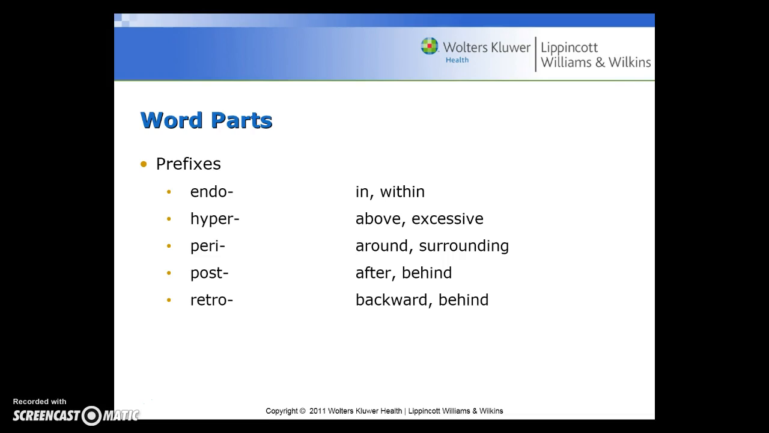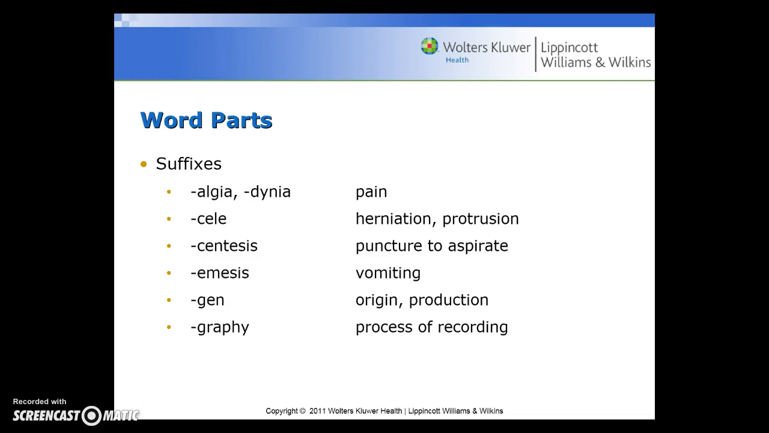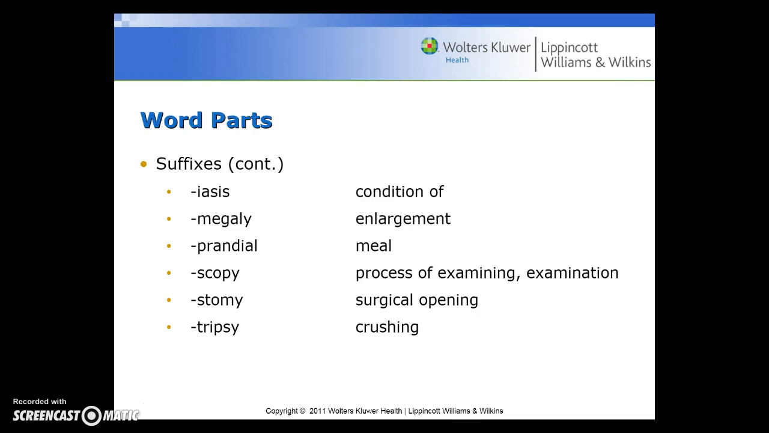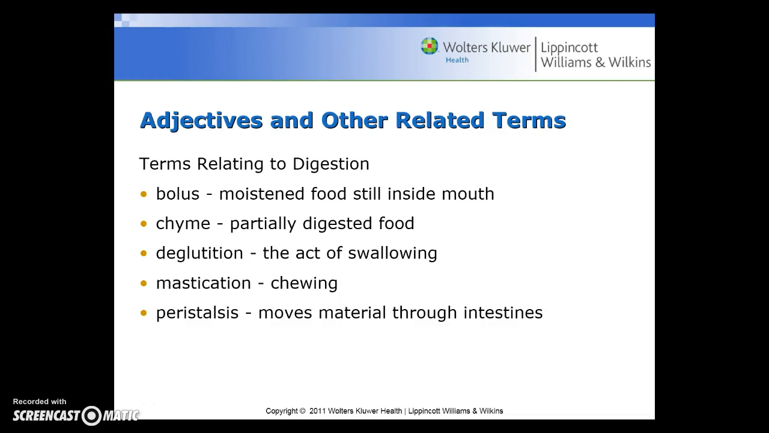Some prefixes here: endo, in, within; hyper, above, excessive; peri for around and surrounding; post, after, behind; and retro, backward, behind. Some suffixes: algia or dynia for pain, cele for herniation or protrusion, centesis for puncture to aspirate, emesis for vomiting, gen for origin or production, and graphy for a process of recording. Additional suffixes: iasis for condition of, megaly, enlargement; prandial for meal, scopy, process of examining, examination; stomy for surgical opening, and tripsy for crushing.